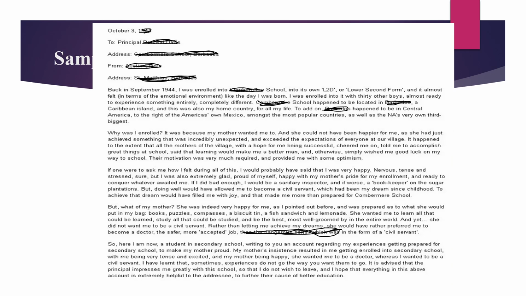To add on like this sort of transitional word, you can add something else as well. Happened to be in Central America, to the right of the Americas, Mexico amongst the most popular countries, as well as the NA's very own third biggest. So moving ahead with the body's first paragraph, you can mention the rhetorical question like this, or you can just omit it. It is not needed, and you are not compelled to mention any rhetorical question. So why I enrolled? Maybe this question was asked in the bullet, so you can just answer it simply, or you can mention it in the form of a rhetorical question.